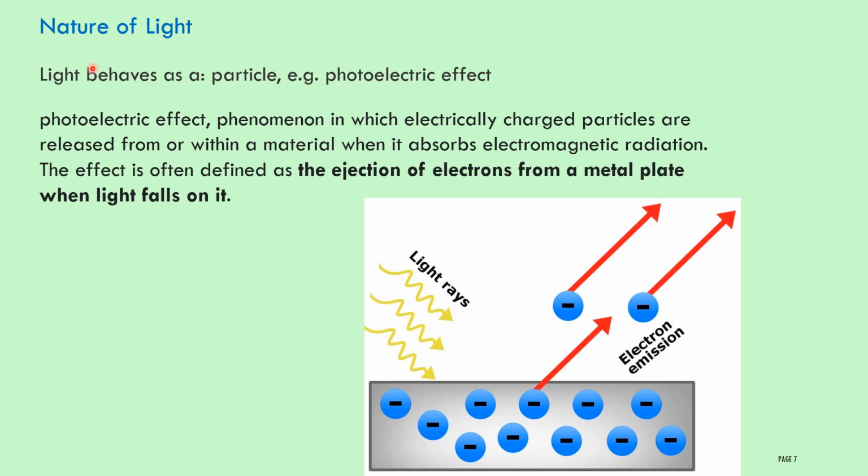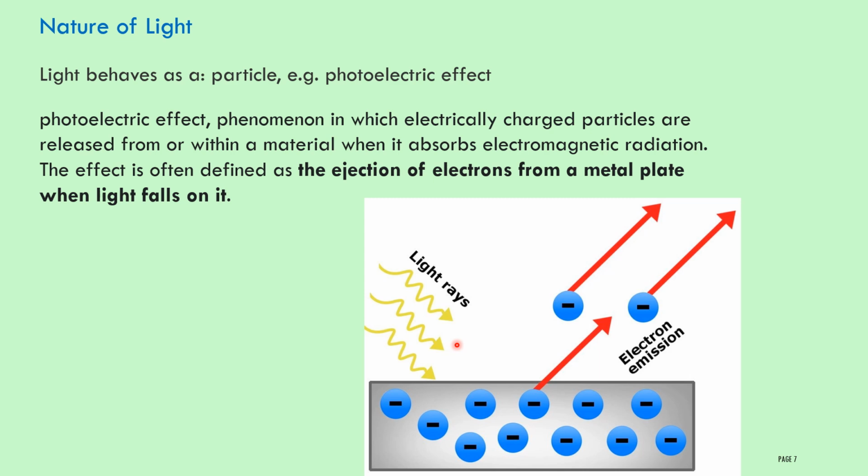Nature of light. Light behaves as a particle, for example, the photoelectric effect. The photoelectric effect is a phenomenon in which electrically charged particles are released from or within a material when it absorbs electromagnetic radiation. The effect is often defined as the ejection of electrons from a metal plate when light falls on it. Here, what is meant by the photoelectric effect?